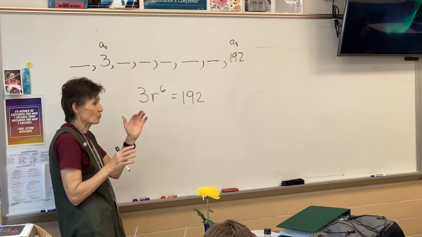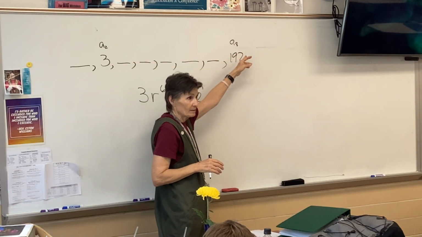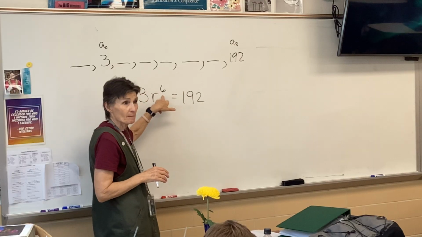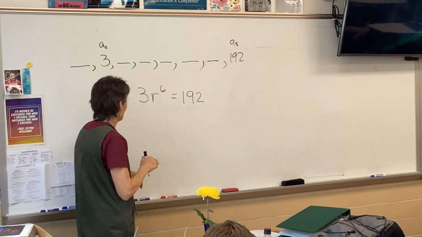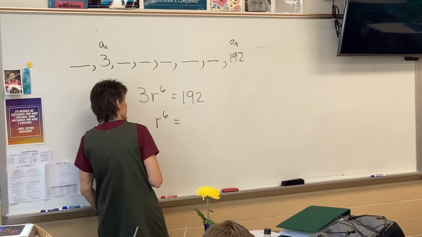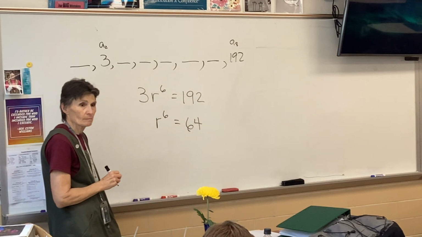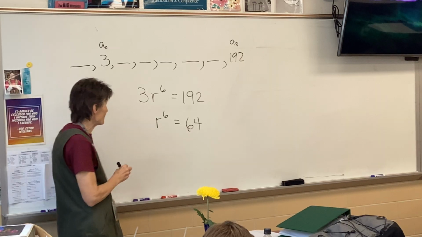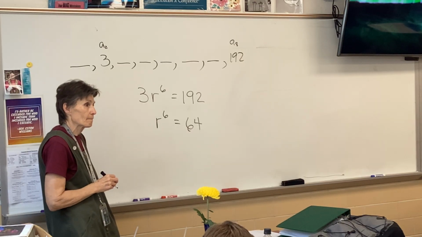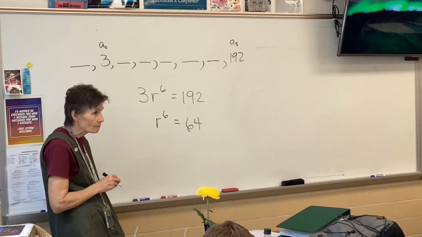Now there's no great mystery there, guys. I'm going from the 2nd to the 8th. Isn't that 6 steps? Yeah. So I'll divide by 3, so r to the 6th is 64. Dividing by 3. Right? Now what?